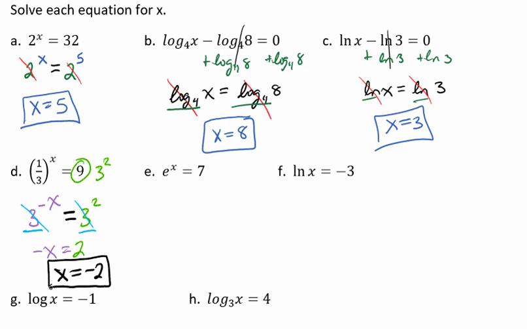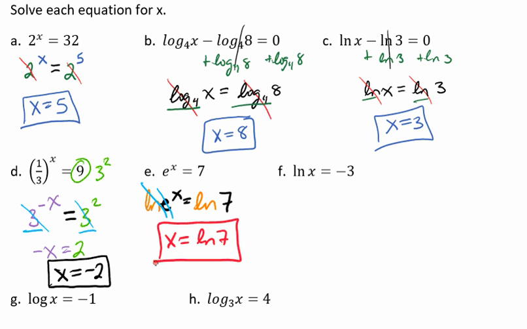So we're going to use the backwards portion of this. Instead of saying we can't write 7 with a base of e, what we can do is take the natural log of e to the x, and the natural log of 7. Using the one-to-one property, because the natural log and e are the same base, they cancel each other out. That leaves us with x equals the natural log of 7 as the solution.